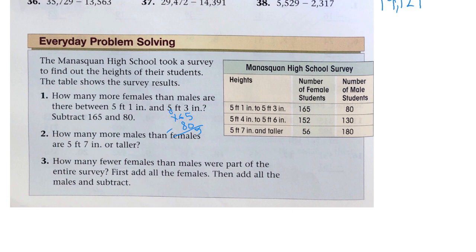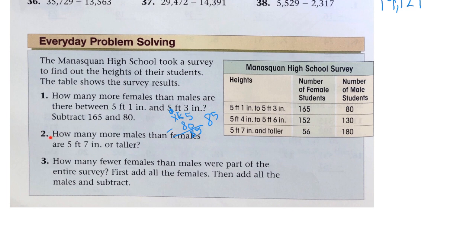That leaves us with no hundreds left, 0. And we get 16 10s. 16 minus 8 is 8. So the answer is 85 more females in the category of 5'1" to 5'3".